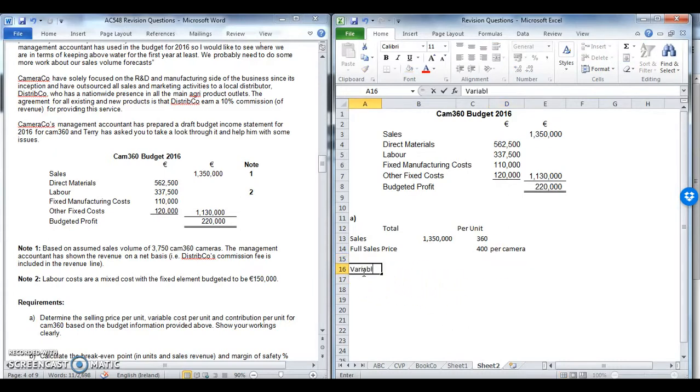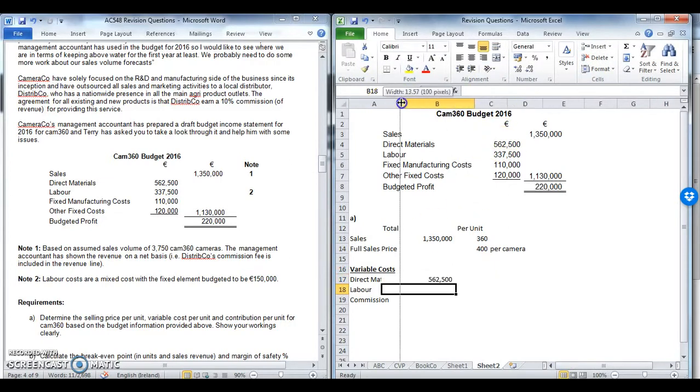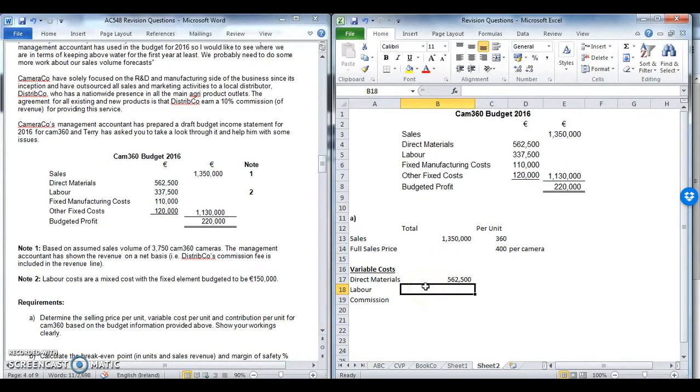Now we look at variable costs. We're going to have direct materials, we're going to have some labour, and don't forget you also have your commission. So remember, the commission in this instance is a variable cost. The total commission, so we'll start up here, we'll start the way we've been laid out. Direct materials, we know the total of direct materials is 562,500. All of that is variable, because I'm not told otherwise. The labour element, however, is 150,000 of that is fixed. So it's a mixed cost, therefore the balance, i.e. 337,500 minus 150, must be the variable element.